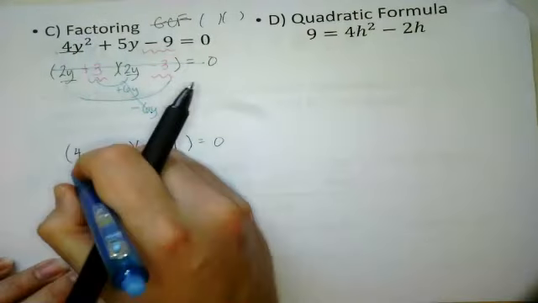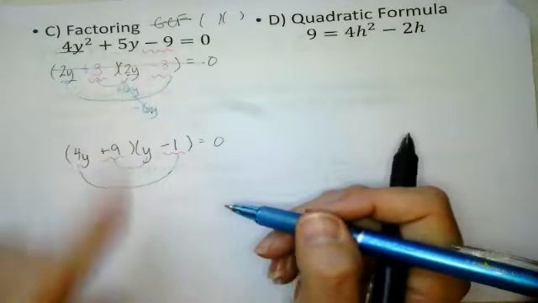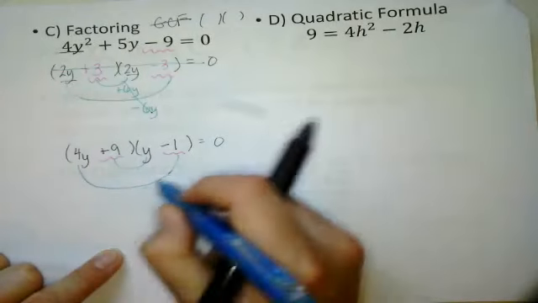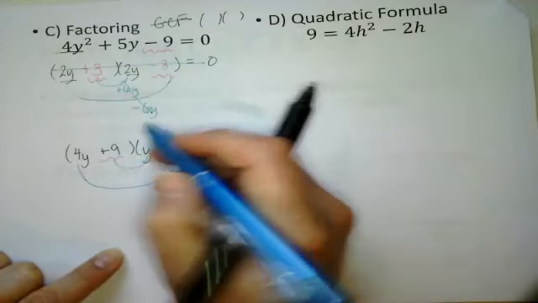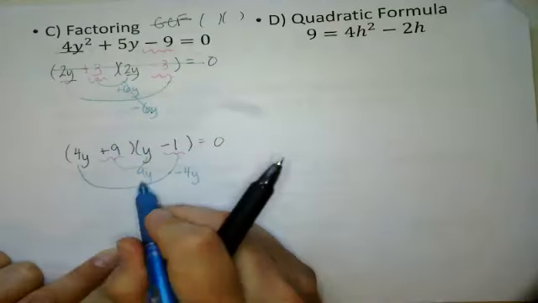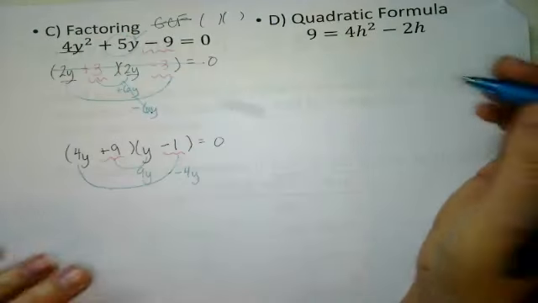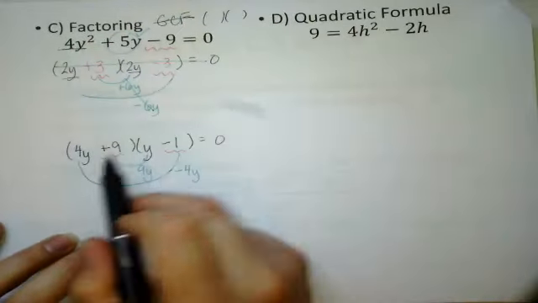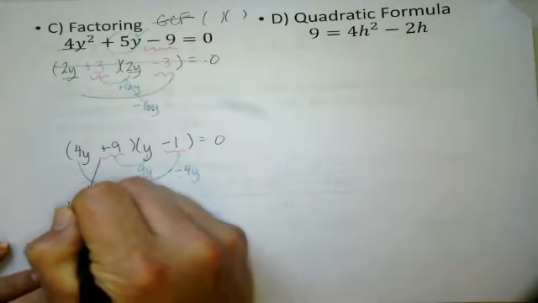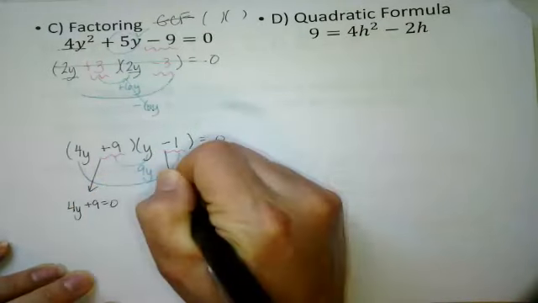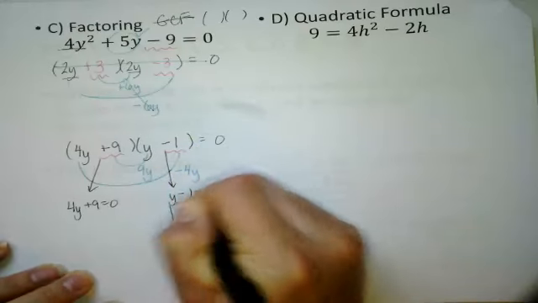And I'm going to check the rainbow to make sure that my middle term appears. So I have 4y times negative 1, which is negative 4y. And then 9 times y is 9y. And 9y minus 4y does give me that middle term of 5y. So that is the proper bubbles. And so now I can solve by setting each bubble, each vector equal to 0. So here I get y equals 1.